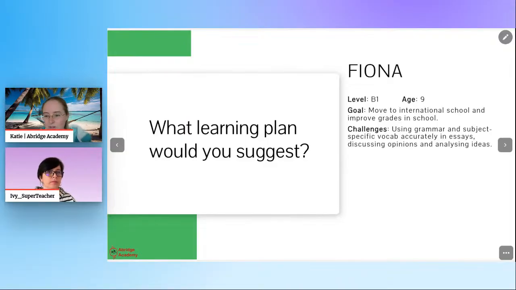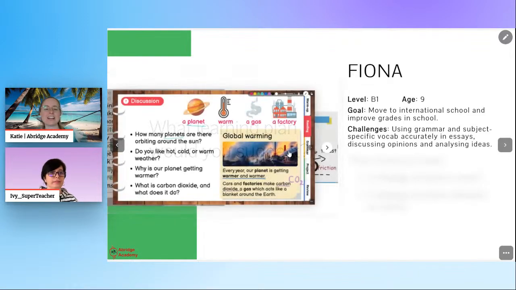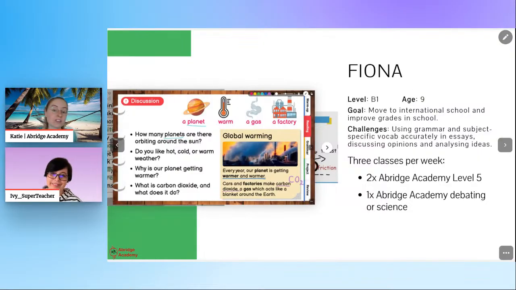I feel like we might have scared everyone off. Shall I give you some examples then of what I actually did with this student? So with Fiona, she wanted 3 classes per week, by the way. When we first started out, she wanted 3 classes a week, relatively intense.